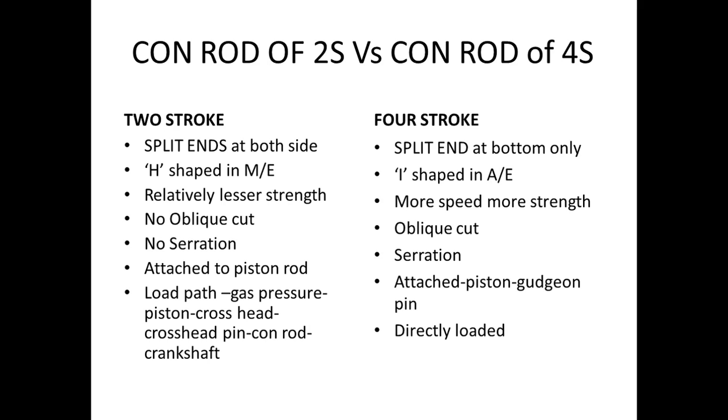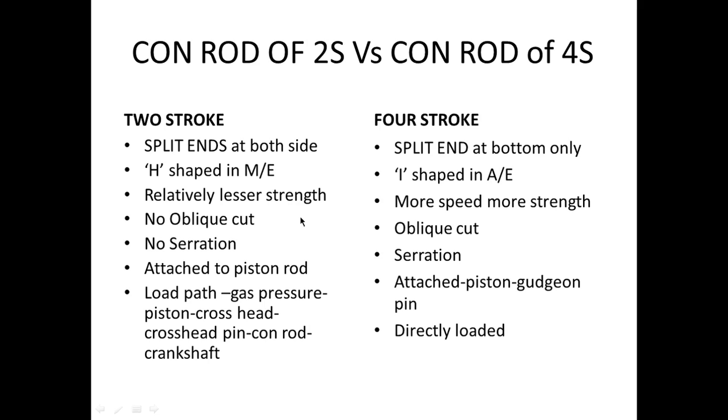So here we have what is known as the I-shape in the auxiliary engine. Oblique cut we have already discussed. That is the reason why it has more strength. We'll discuss the strength aspect in more detail. Relatively lesser strength because four-stroke engines are high speed engines, while the two-stroke are slow speed engines. Higher whiplash effect due to complicated stress reversal.